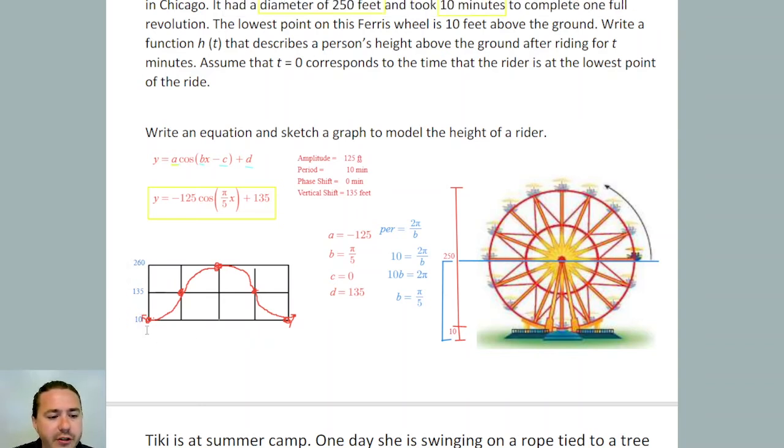All right, the phase shift is 0, so here's 0. And then my period's 10 minutes, so it'll go all the way to 10 minutes.